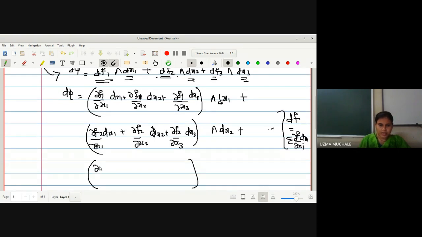okay, the last one I will write with the help of again this df. What is the f here? It is f3. f3 with respect to x1 dx1 plus f3 with respect to x2 dx2 plus next term f3 with respect to x3 dx3 wedge product with dx3. Okay. Yes, everyone having a doubt related to this one up to this step?